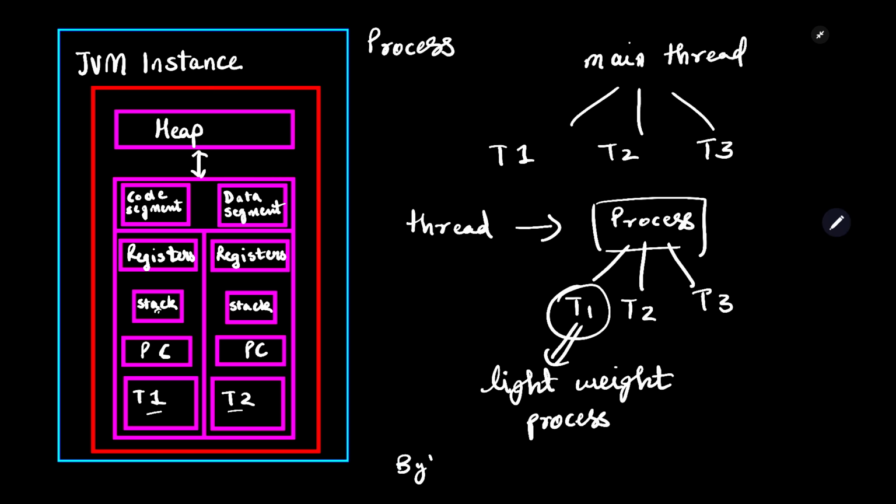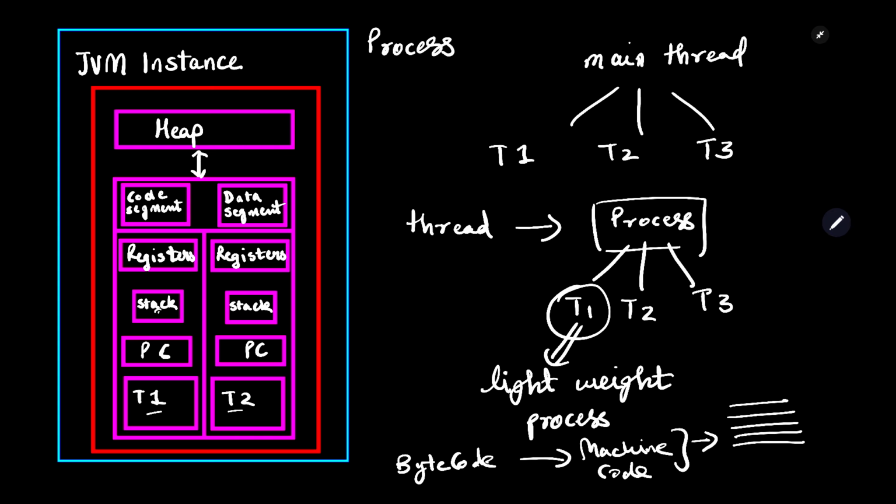So when bytecode is converted into machine code, this machine code contains many lines of instructions. For example, if there are 10 lines of instructions, we split them into multiple parts and assign each subset to a given thread. So let's say we assign these instructions to thread 1 and these instructions to thread 2.